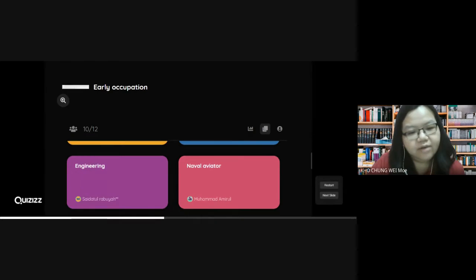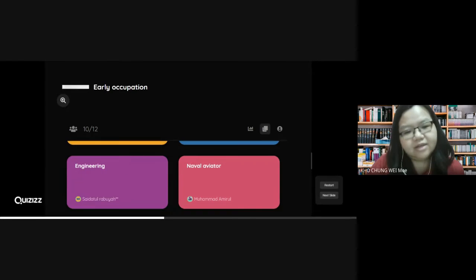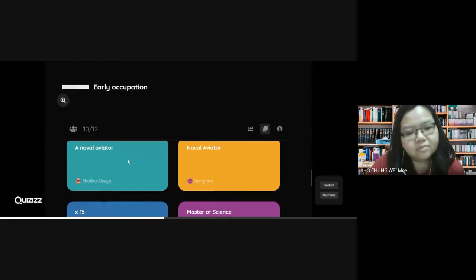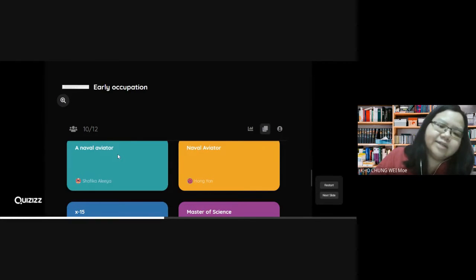Engineering, Rabuya, he is never an engineer, according to the text. He studied engineering. It is what he studied. Okay, what he had studied in the university is engineering, but he's never an engineer, therefore engineering is the wrong answer. Oh, Shafika, you put in a naval aviator. That's actually correct as well. I guess I missed out the word in the alternative answer option. Yes, you are correct, Shafika.